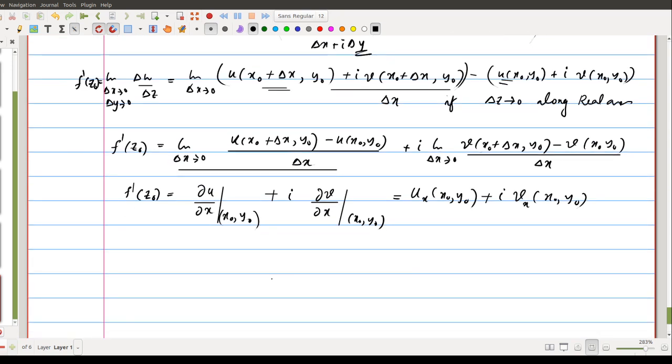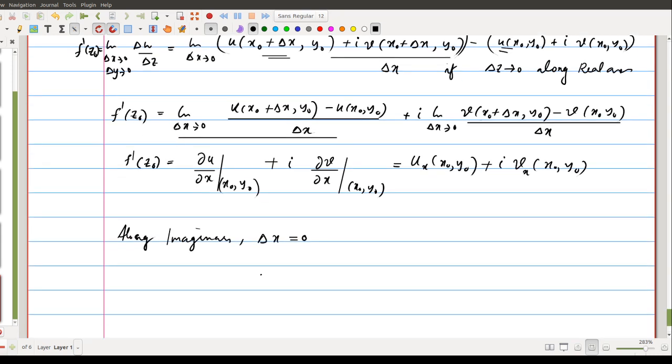In a similar fashion, if we consider the same limit delta z tends to 0 along the imaginary axis, we will have delta x equal to 0, because there is no x component for complex numbers that lie on the imaginary axis. So f dash of z naught becomes the limit delta y tends to 0 rather than delta x tends to 0, and instead of x naught plus delta x, we write x naught comma y naught plus delta y, because delta z tends to 0 along the imaginary axis.